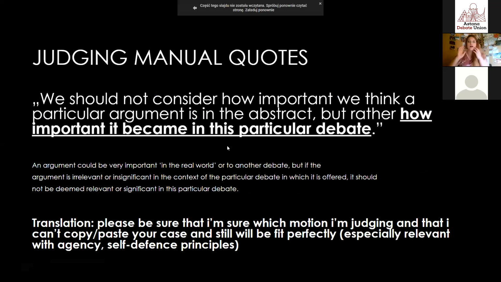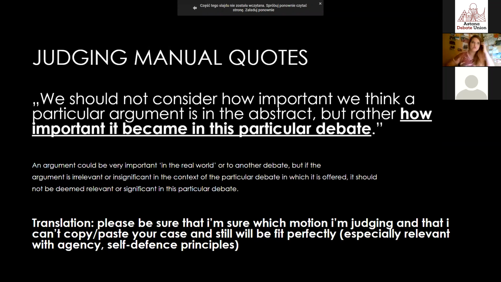Okay, we should not consider how important we think a particular argument is in the abstract, but rather how important it becomes in a particular debate. Here is the thing. A lot of people are watching a lot of workshops, and also we are doing a lot of practices in online debating, or people doing tournaments every weekend, and the motions are similar or the clashes are similar. But people didn't read the motions word by word, or didn't spend a significant amount of time to explain why some case which you used 2 weeks ago, which you won the debate with, is still relevant in this motion.